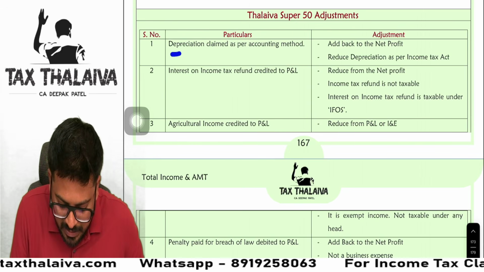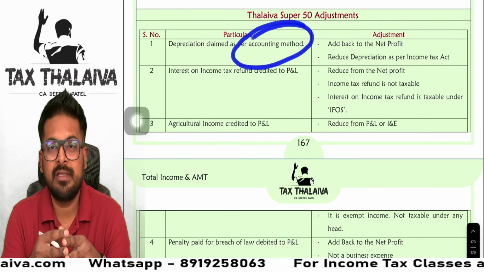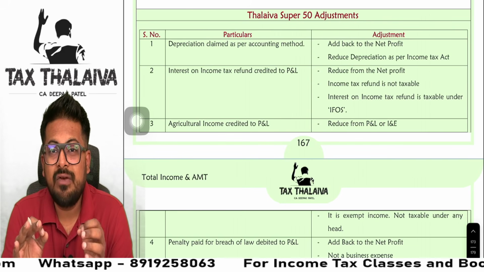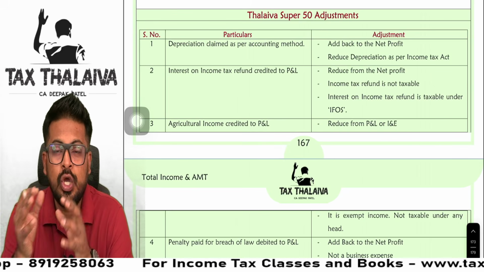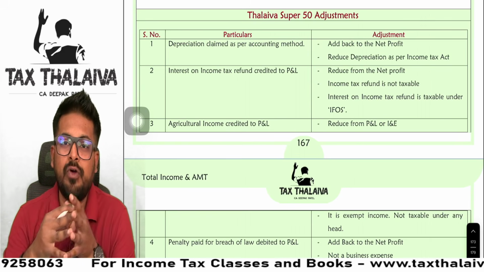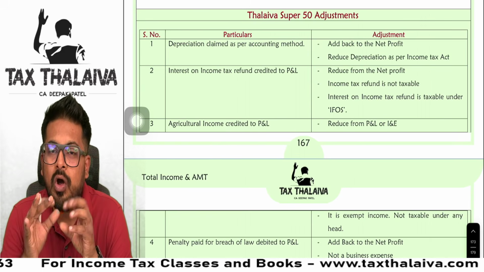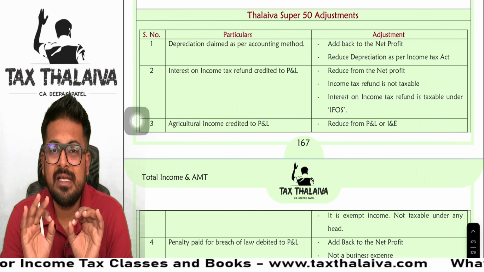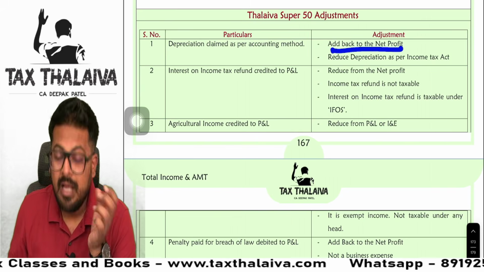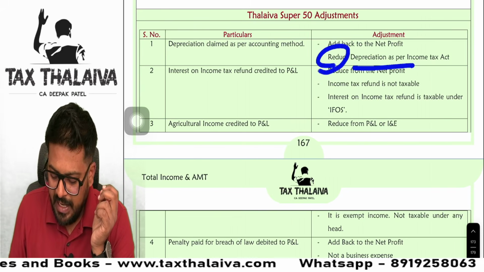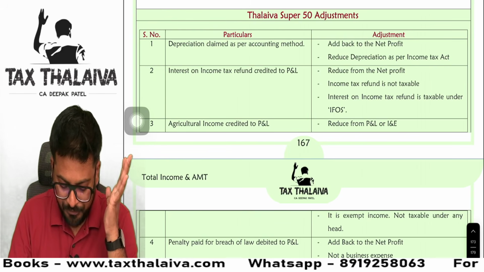The first adjustment is depreciation claimed as per accounting method. We know very well depreciation we have to actually claim as per the income tax rules. So if already in the debit side of a profit and loss account you have already debited the depreciation as per the accounting method, then you have to add back the depreciation, but you have to reduce the right depreciation as per the Income Tax Act.